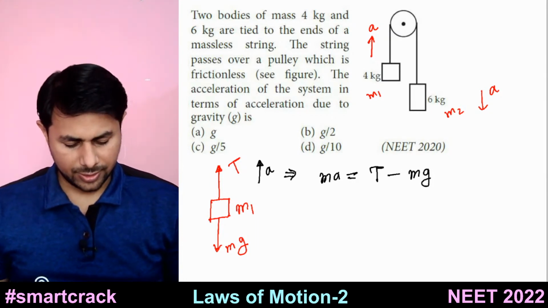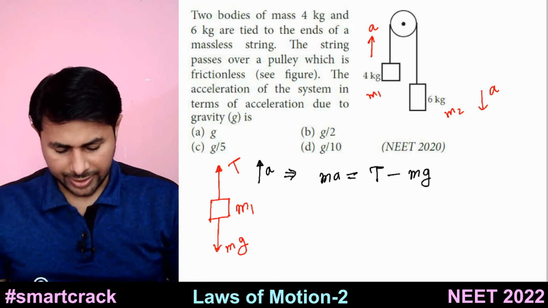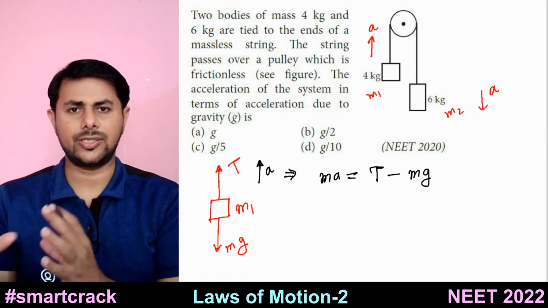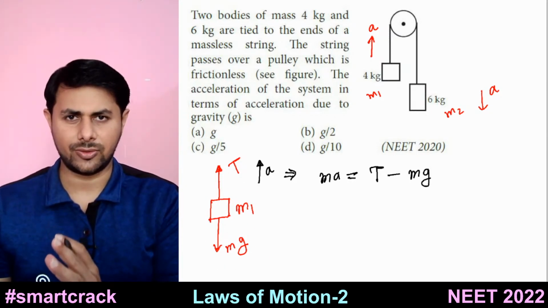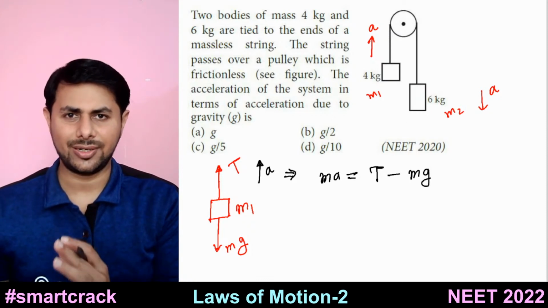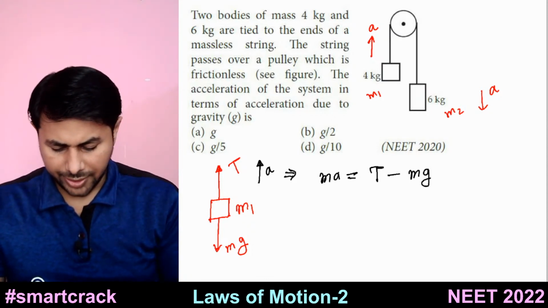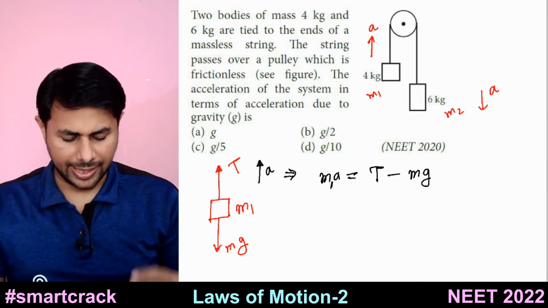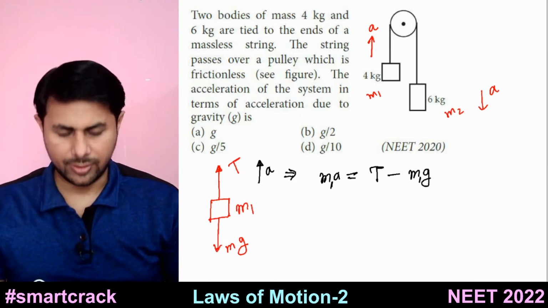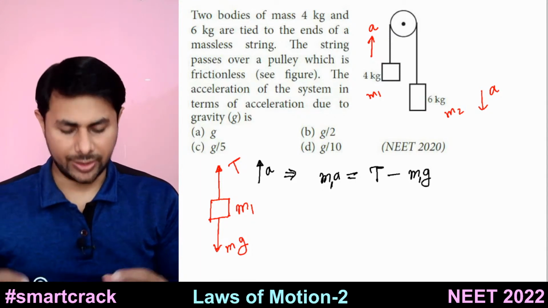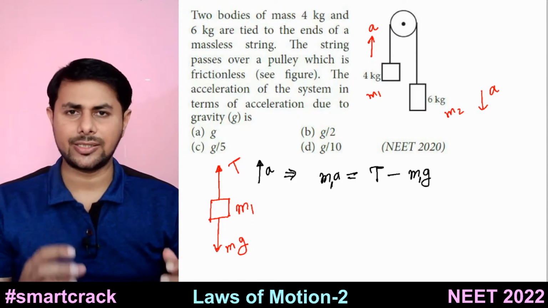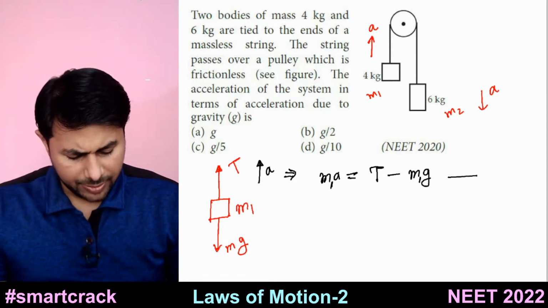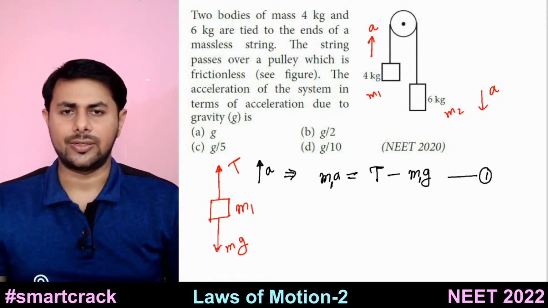Okay, so you got this one equation from the first part of the system, from the first free body diagram. So you got m into a equals to, okay, it is m1. The first mass we are calling m1. m1 into a equals T minus m1 into g. So let's suppose this is equation 1.